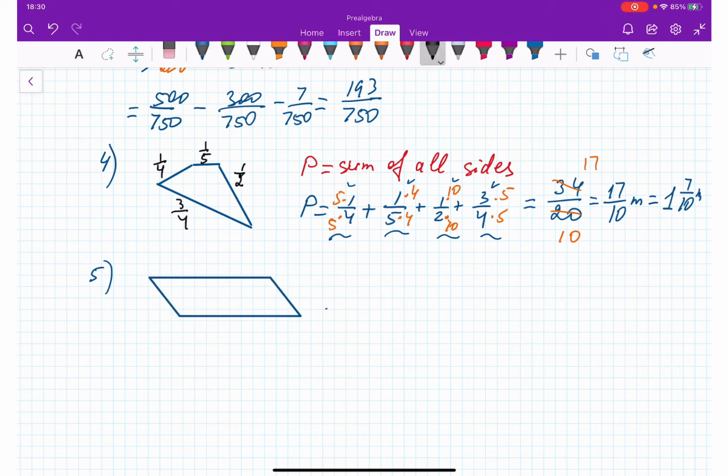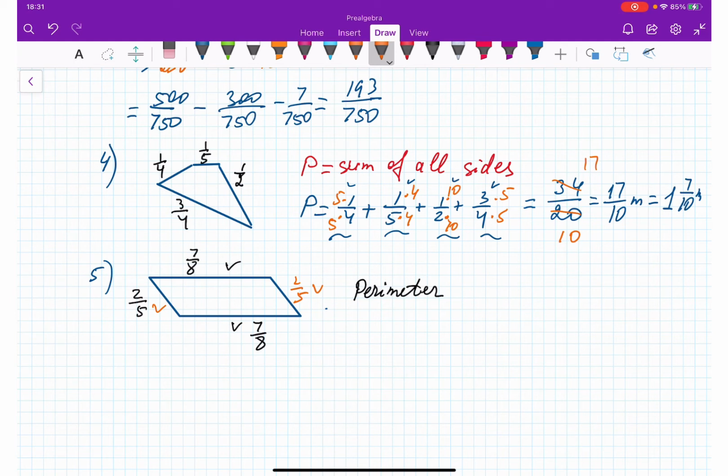We have a parallelogram. These sides are 7/8, this is 2/5 centimeters. So we need to find the perimeter. One thing we need to know: this side is parallel to this side and equal, so it's going to be also 7/8. In a parallelogram, the opposite sides are parallel and equal. If this one is 2/5, then this one is also 2/5, and they are equal, obviously, and parallel.